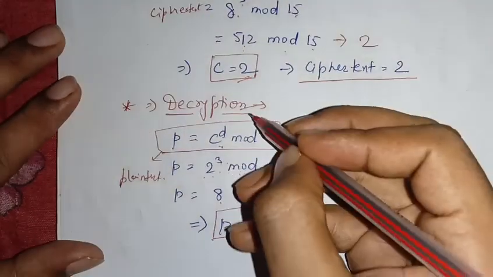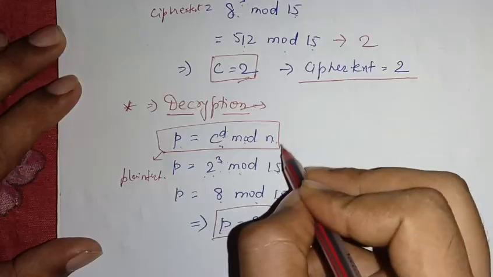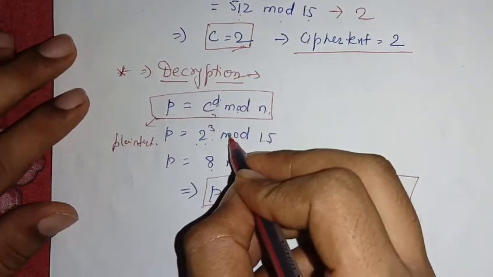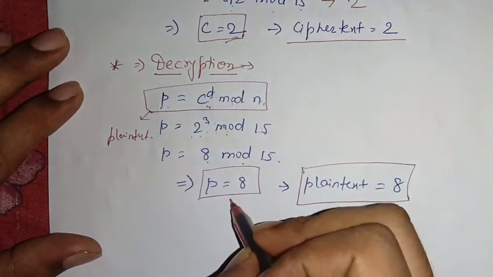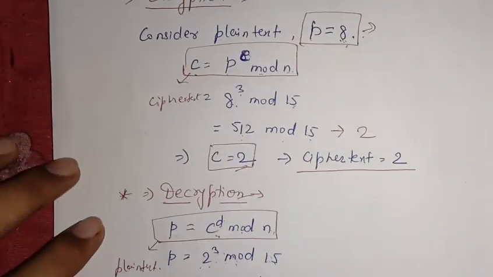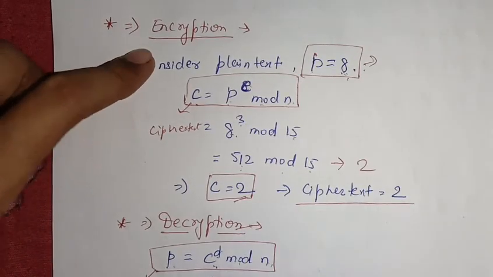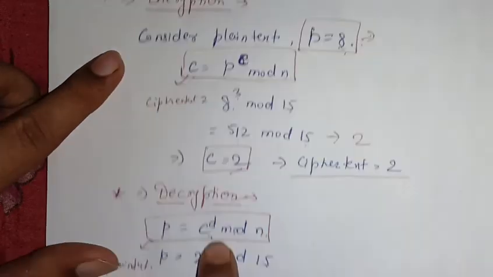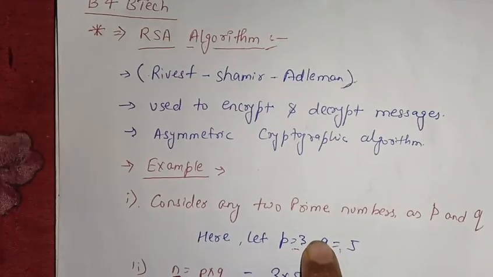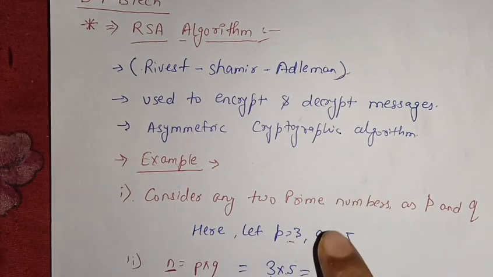For the decryption, plain text equals C to the power D mod N. Every value we have already got. So just place all the values in this formula, and we got the plain text as 8. So our plain text is 8. So these are the only two things we need to calculate in this technique, this encryption and this decryption. So this is the RSA algorithm, where we are finding this encryption and decryption. This is the whole algorithm we learned now.